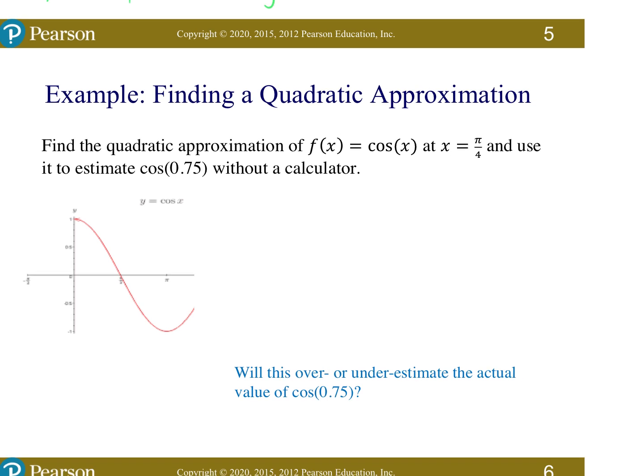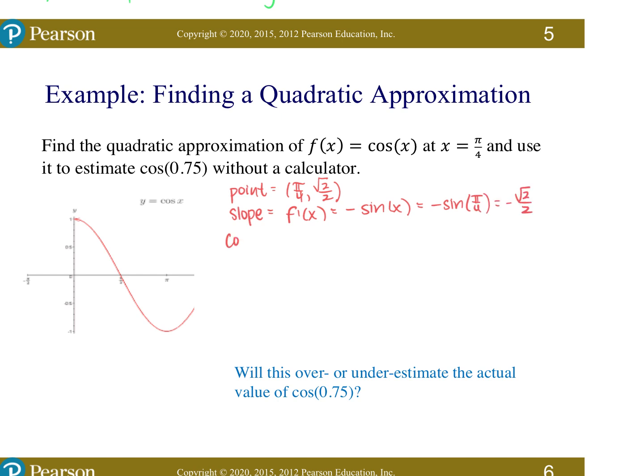So now let's take a quadratic approximation. So we still need a point, we still need our slope, but now we're going to need our second derivative value as well. So we still have the point pi fourths, and rad 2 over 2 for the cosine. We'll have the slope. The slope will be f prime of x, so the negative sine of pi fourths, which is negative rad 2 over 2.